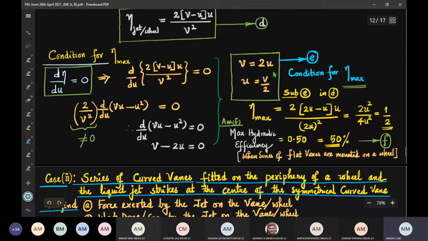In the case of a single flat moving vane, the condition for maximum efficiency was V is equal to 3U, but this time V is equal to 2U. So the absolute velocity of the jet should be twice the velocity of the plate, or the tangential velocity of the wheel, to get maximum efficiency, or U is equal to V by 2. That is, the velocity of the plate or tangential velocity of the wheel must be half of the absolute velocity of the jet in order to get maximum efficiency. So this is the condition for maximum efficiency.